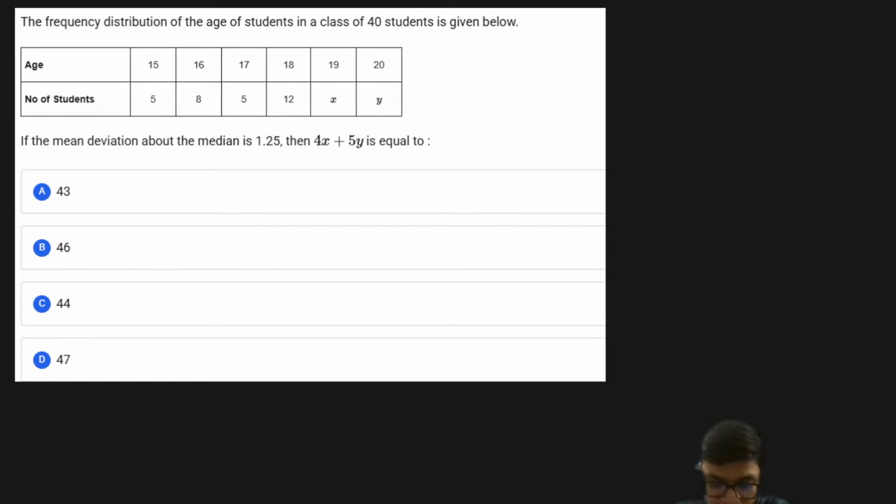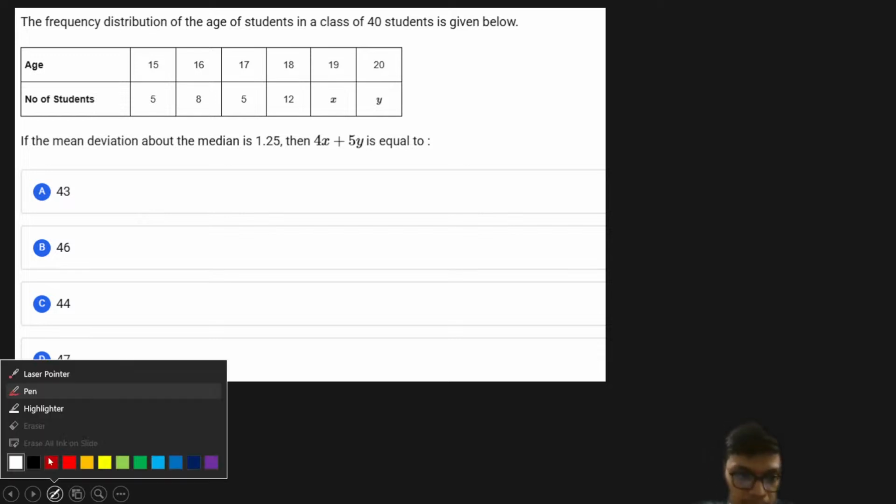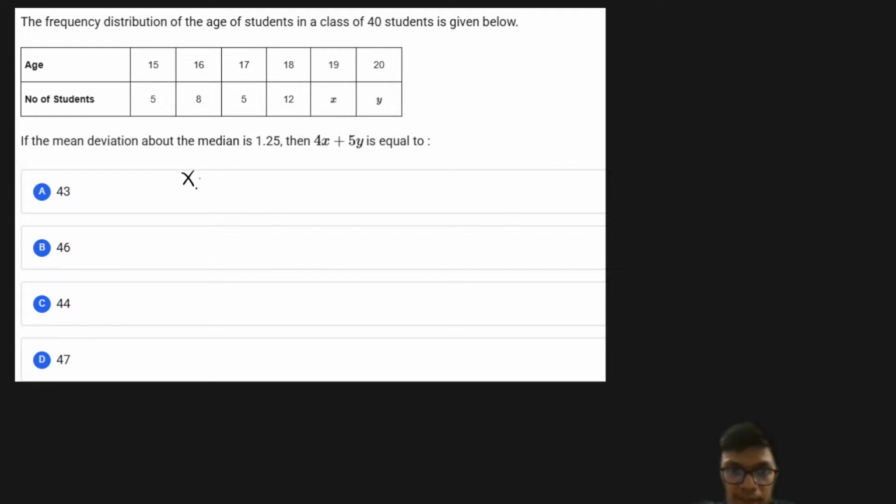So what is the meaning of the mean deviation about the median? We first have to find the median, then find the deviation of these values from the median and take the mean of it. That's what the problem is asking. So if we look at this distribution table, whenever you have to find the median, let us call xi the observation and fi the number of students, the frequency.